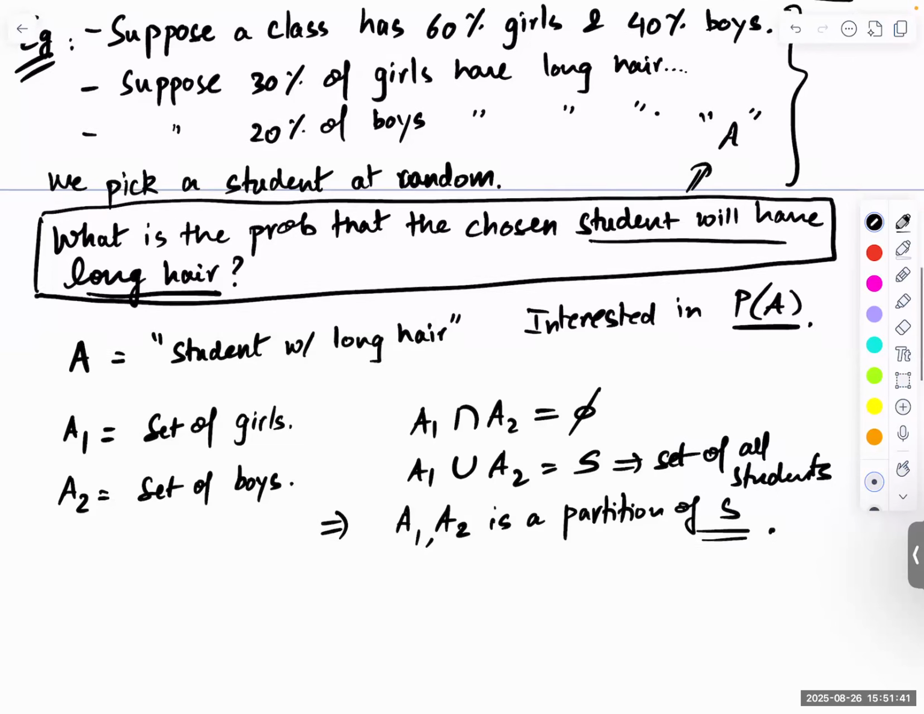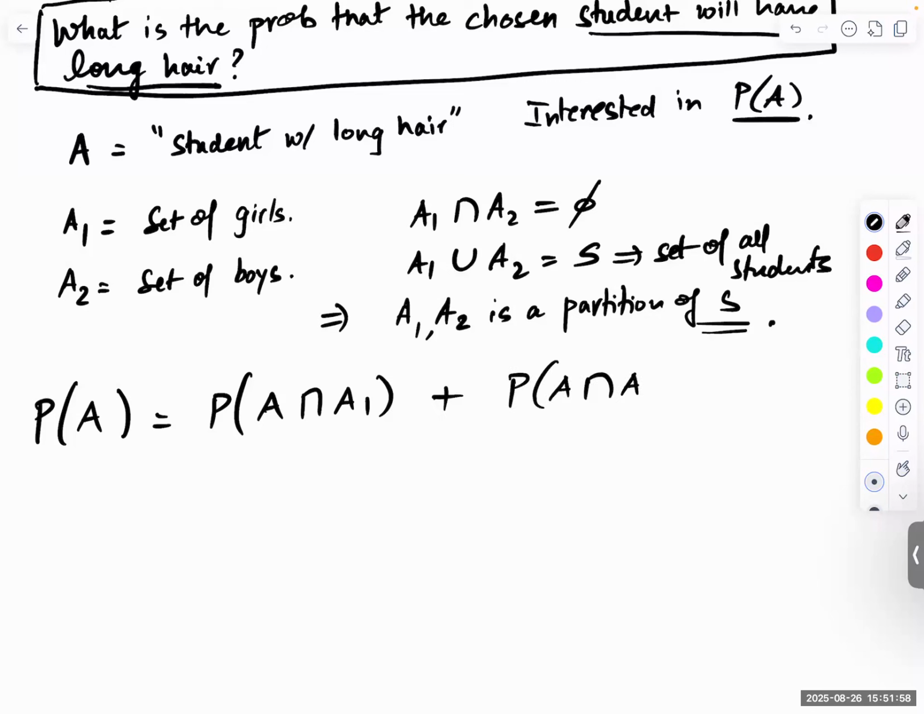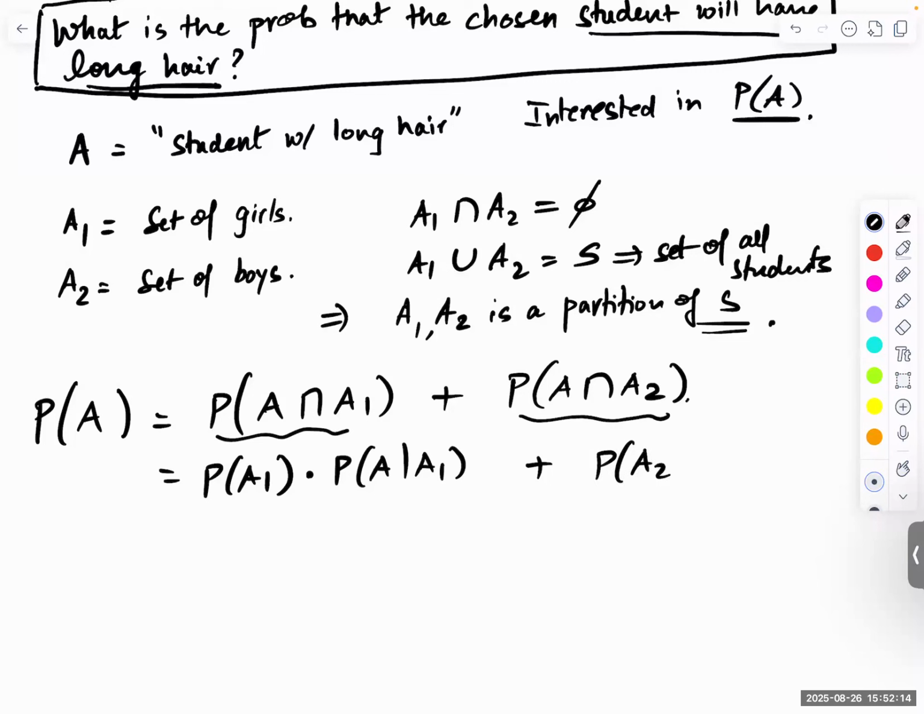Once we are in this business, then we can apply total probability theorem. Total probability theorem says that for any event A, we can break it down as the probability of A intersection A1 plus the probability of A intersection A2. Now we also know we can write this as probability of A1 times the probability of A given A1, plus, in a similar manner, P of A2 times the probability of A given A2. Let's think about each one of these terms.